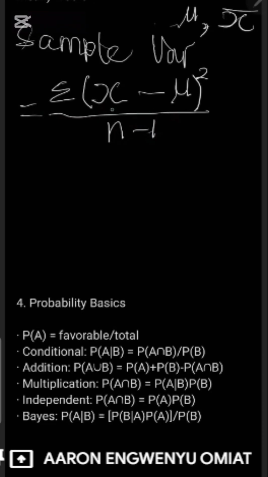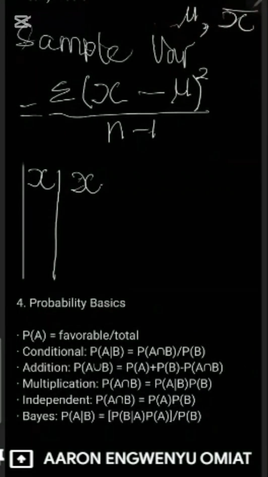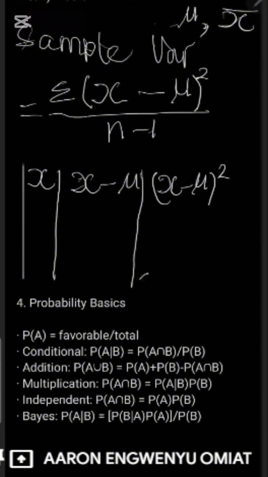So let's have a look at how we get this with a table. In our table, you have a column for x. You have a column for x minus mu. Then you have another column of x minus mu squared. Then the summation of x minus mu squared is what you use to calculate the variance.